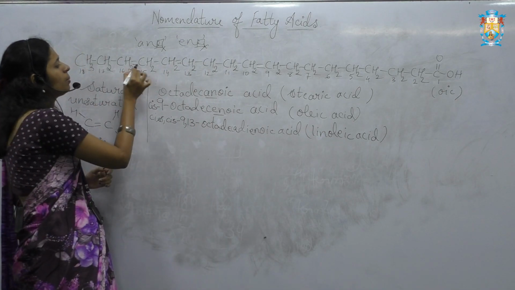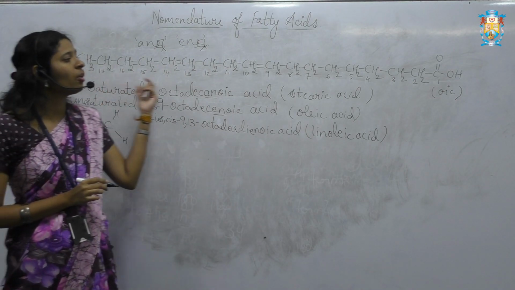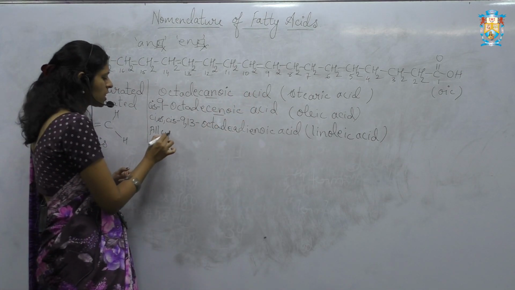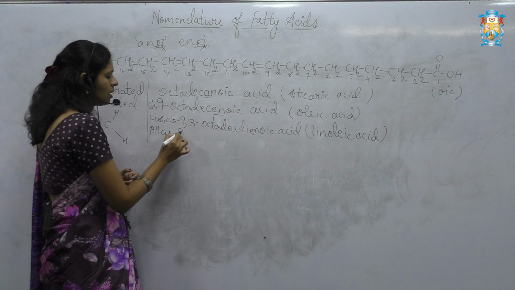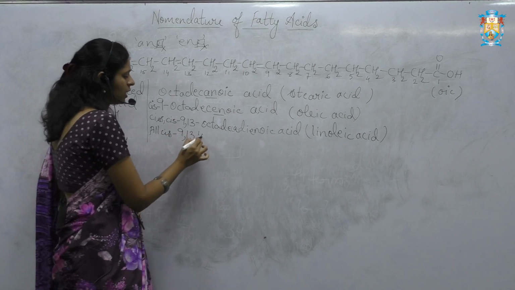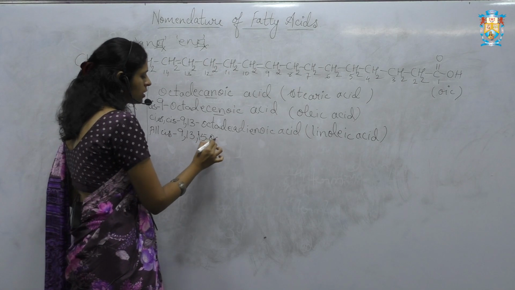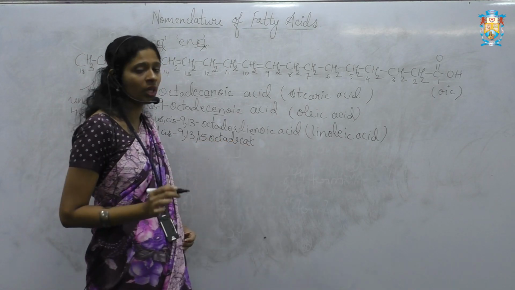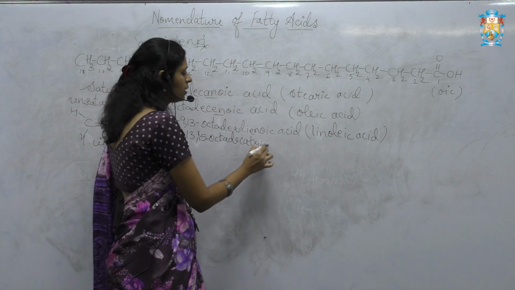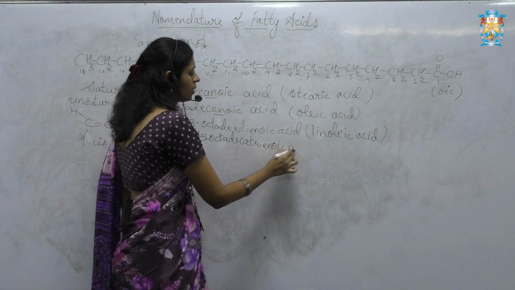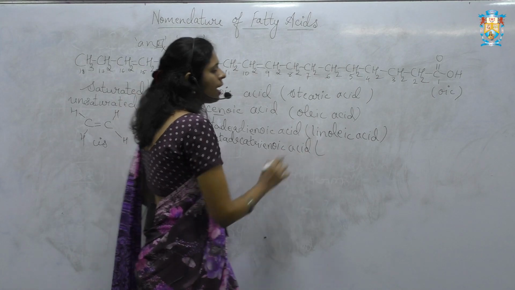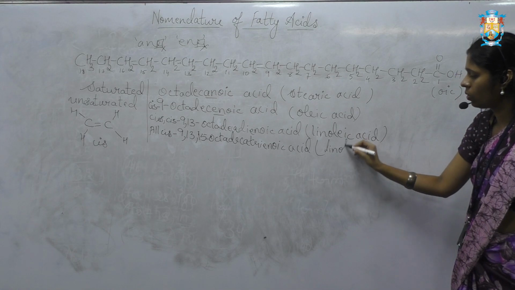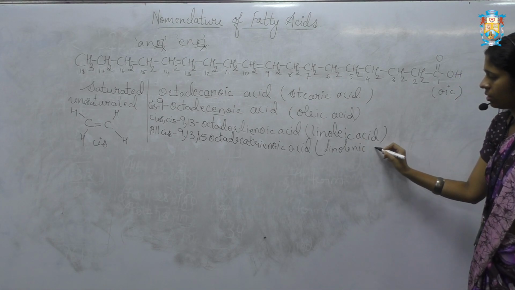Next one, if I put a double bond on the 15th carbon atom, there will be 3 double bonds now. So how will you name it? It is containing all cis 9, 13, 15 octadeca. This time there are 3, so we will say trienoic acid. And the common name for this molecule will be linolenic acid.